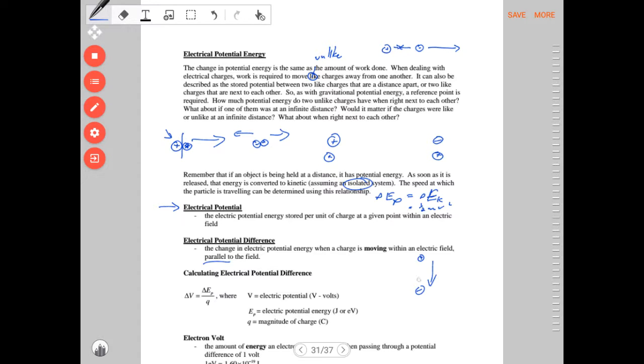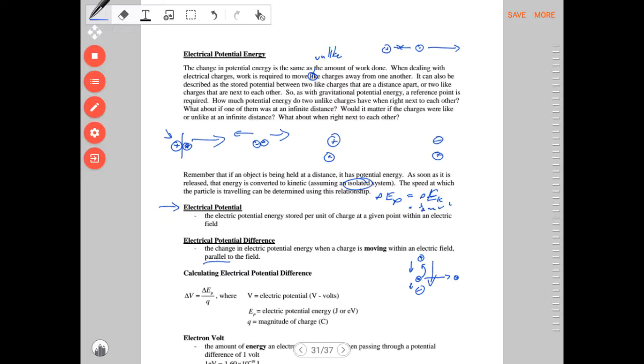Okay, so if I want to move a positive charge, remember the positive charge is going to want to go towards the negative and away from the positive. If I pick it up and move it there, I have to give it potential energy. But if I move that positive charge this way and put it here, I'm not fighting the electric field, so no work is being done.